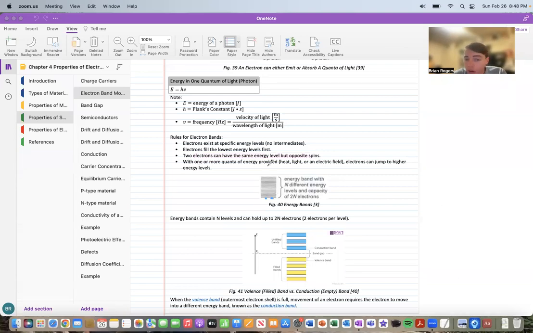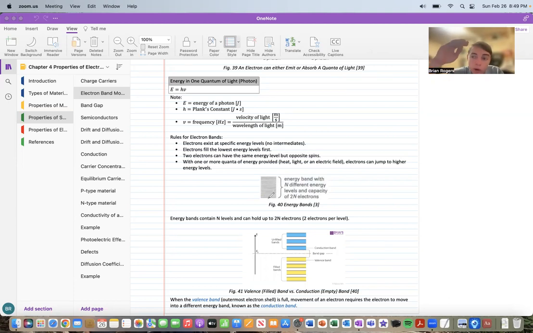With one or more quanta of energy provided, electrons can jump to higher energy levels. So say if we have a quantum of light provided, then it receives energy, so this electron can jump up to the next quantum. So it can jump upwards to the next one and go there. Of course, it would jump to the one right above, but for my drawing purposes, I didn't have enough room to do that because they're really small.